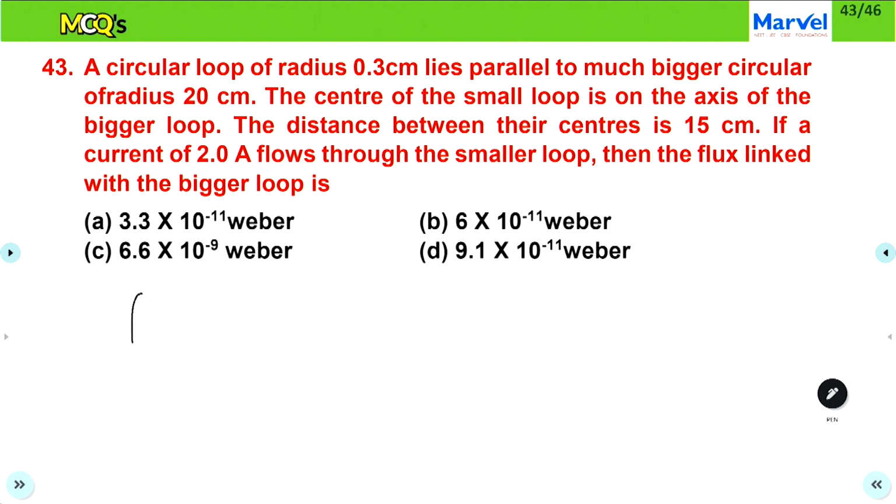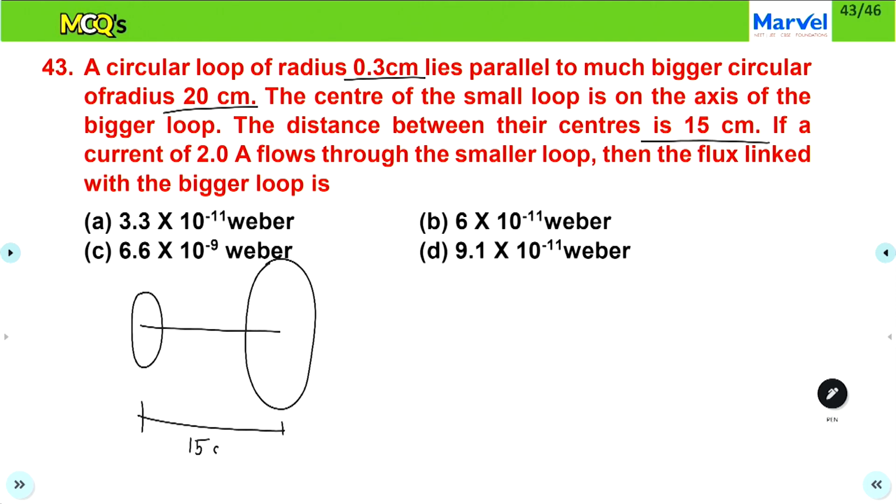So the question is like this: we have a smaller loop in here and we have a bigger loop in here. Both are on the same axis. The radius of the smaller loop is 0.3 centimeter and that of the bigger loop is 20 centimeter. Both are 15 centimeters away. So what you are supposed to find is the flux that is linked with the bigger loop.